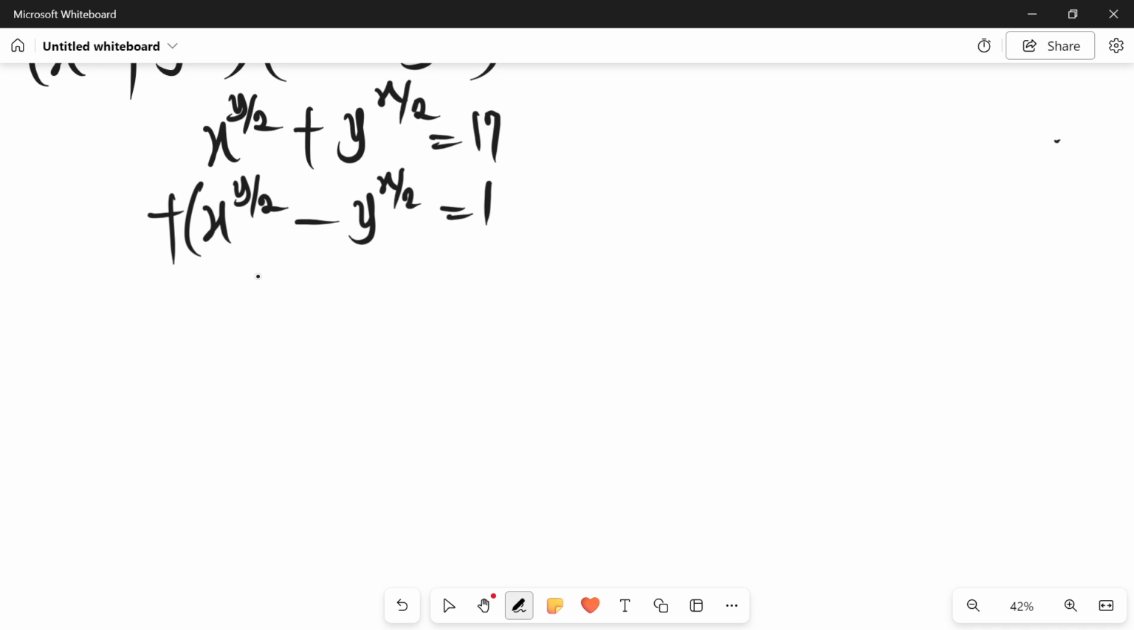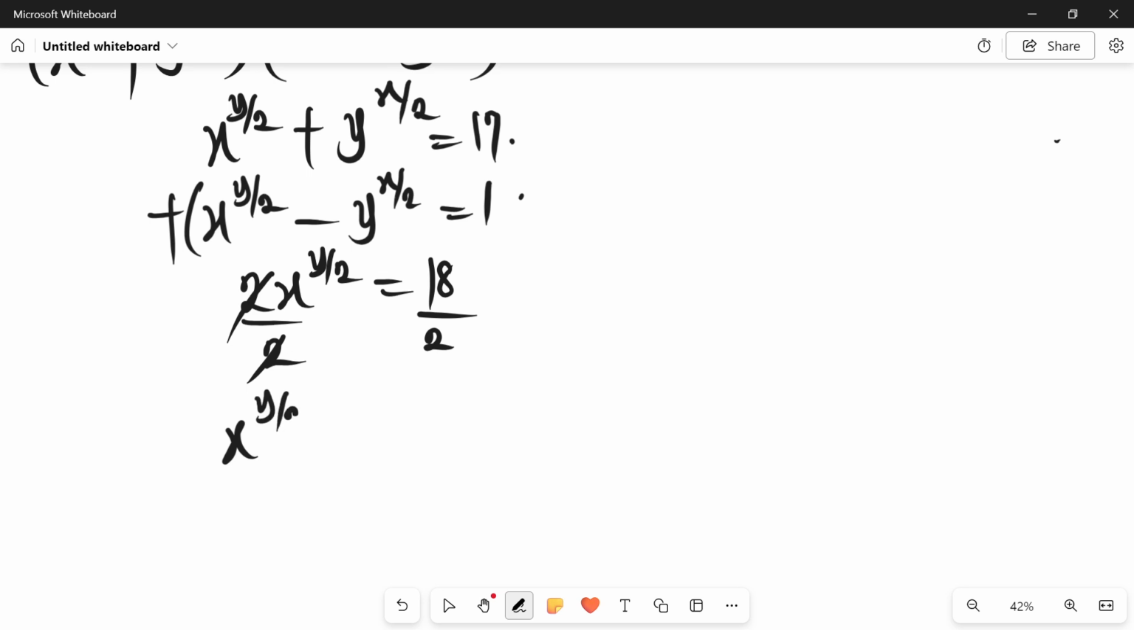Yeah, this actually makes a lot of sense, because I'm going to have 2 times x to the power of y over 2 equals to, when you add this, it's already off. When you add this and this, you're going to have 18. Now we can divide both sides by 2. Doing that, we are going to have x to the power of y over 2, and 18 over 2 is actually 9.